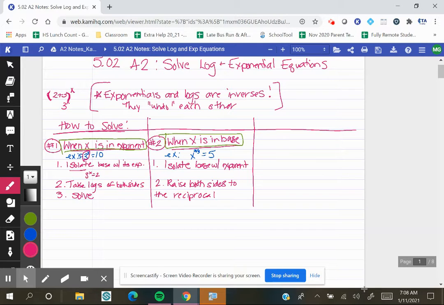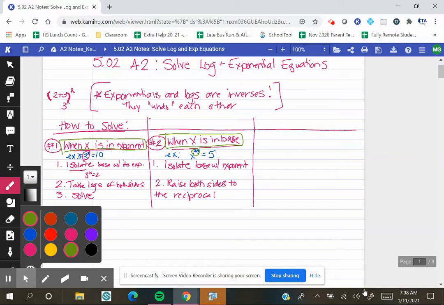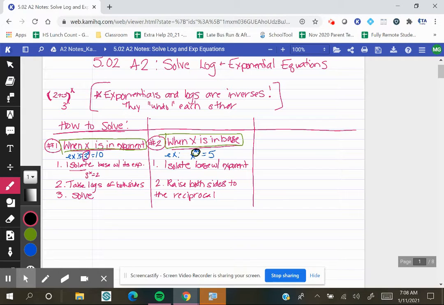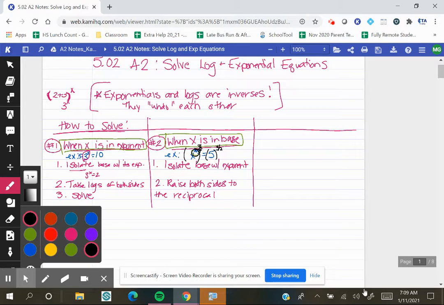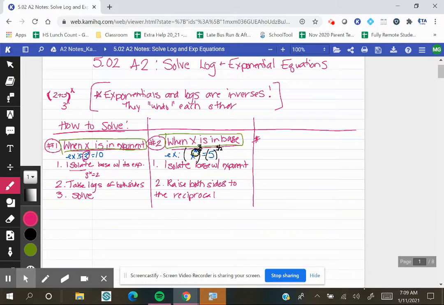But when you have a fraction, something like 2/3, it's going to be easier for you to just raise both sides to the reciprocal, meaning take your exponent, which is 2/3, and take the reciprocal of that, which is 3/2, and then you would raise both sides to the 3/2 power. Okay, and then you would solve from there. All right, and then lastly, scenario number 3 is when you're given a log or ln in the equation.